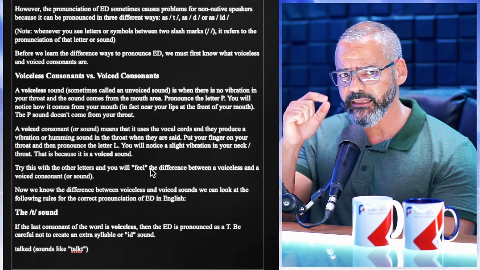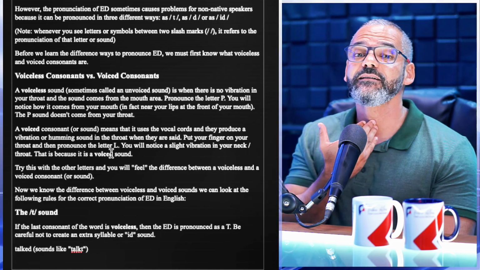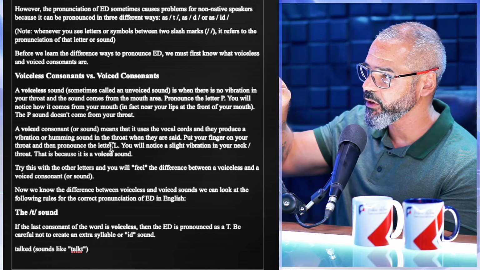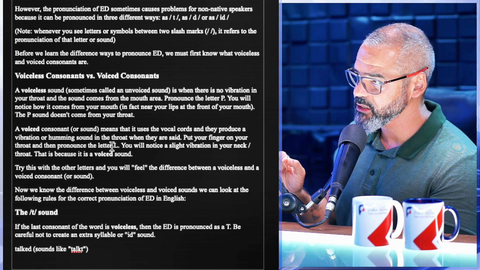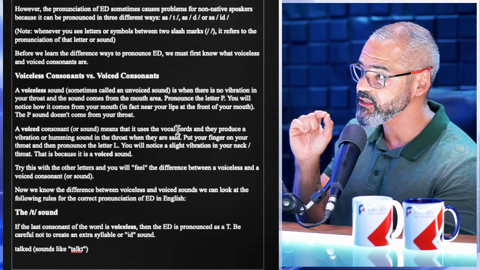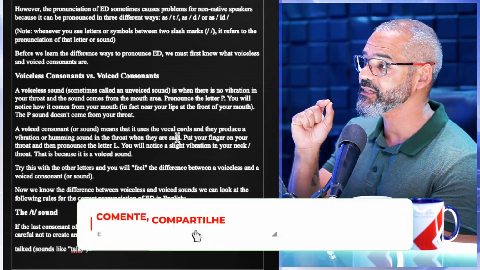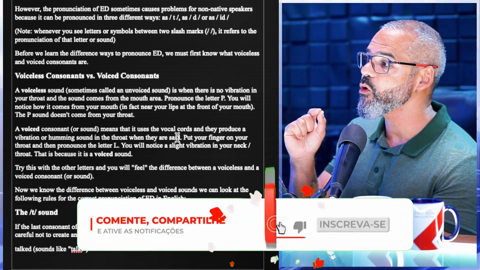The letter L at the end has the voiced sound, because you can check this. As I wrote there, a voiced consonant or sound means that it uses the vocal cords and they produce a vibration or humming sound in the throat.